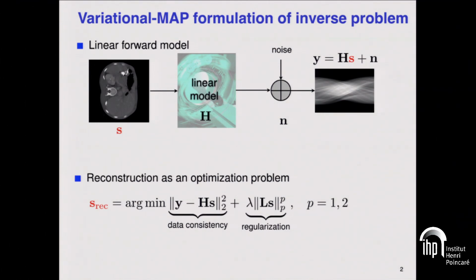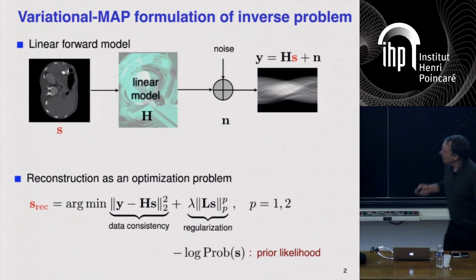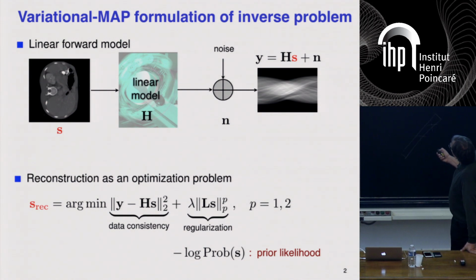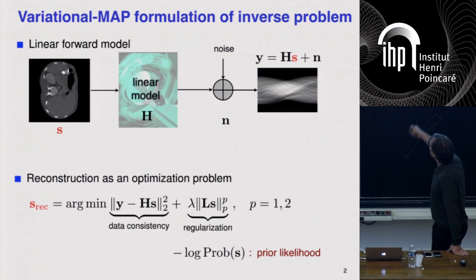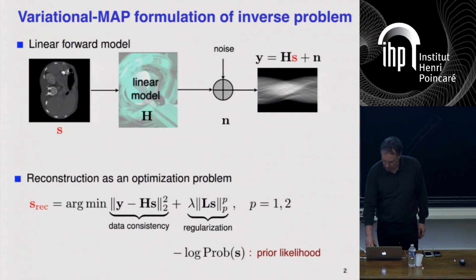You want to minimize a functional of that form, where you have a data term that measures the consistency between the measurement and your reconstruction, and then a regularization, with p equal 1 or 2, depending if you're a Wiener person or more Osher, etc., or compressed sensing. So that's the variational setup. But you can also interpret this regularization as minus log of the prior probability distribution of the signal s, and then this would give you a maximum a posteriori reconstruction.